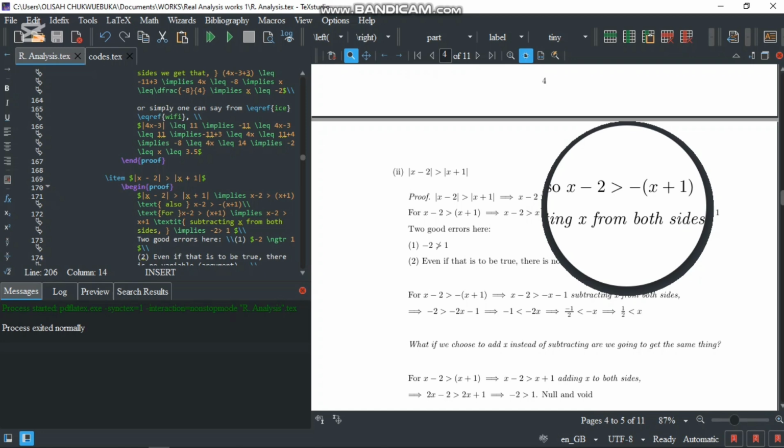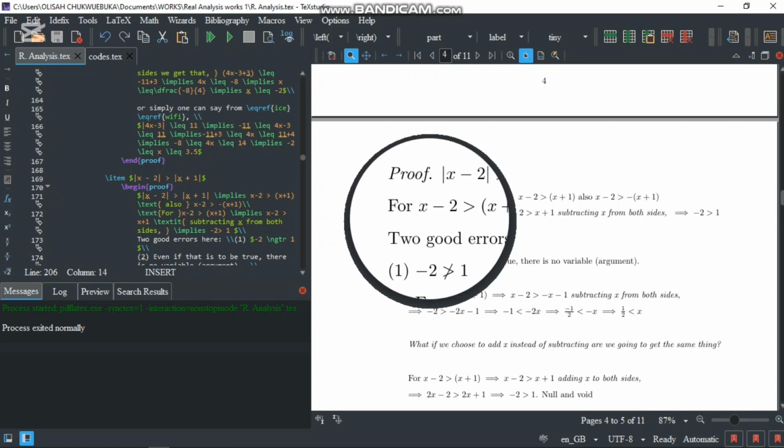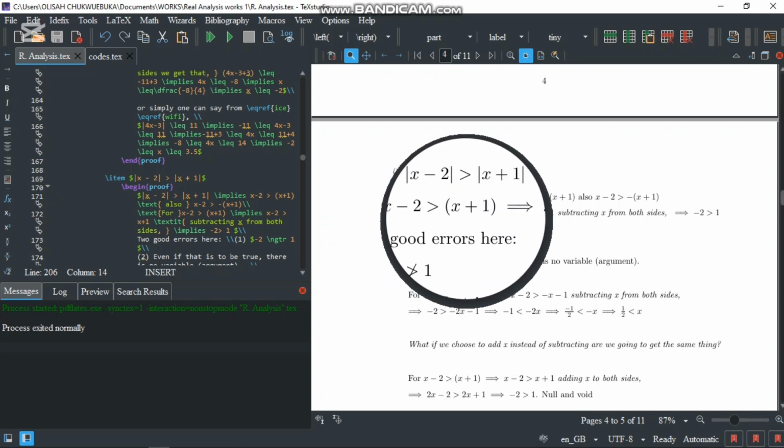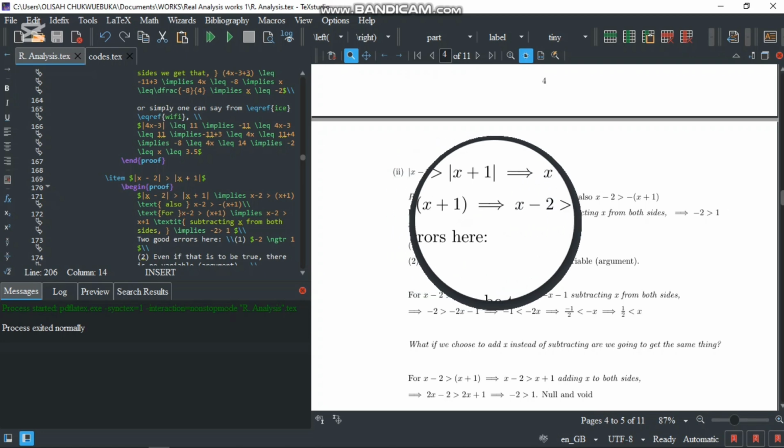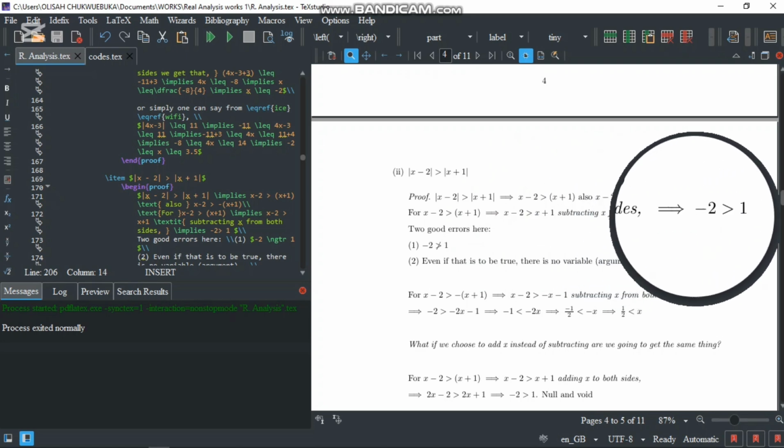Like we said, the absolute value function, if you give it a negative value, it returns a positive, and when you give it a positive, you still retain the positive. So it's a non-negative value. So we have to consider the negative side of the value and the positive side of the value. For x minus 2 greater than x plus 1, we subtract x from both sides. That leaves us that negative 2 is greater than 1.